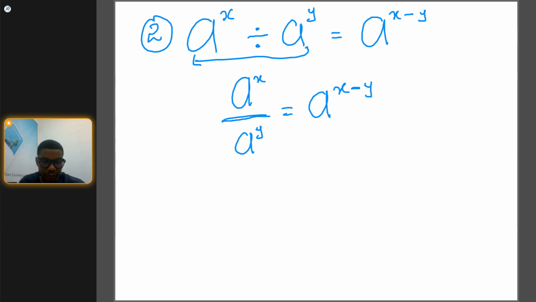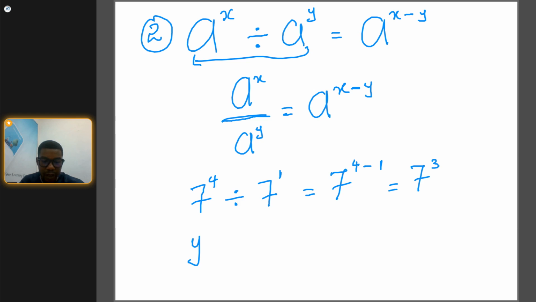Let's say we have 7 raised to power 4 divided by 7 raised to power 1. And we want to simplify this. This will give us 7, which is the base, 4 minus 1, the power. And that will be 7 raised to power what? 3. 7 raised to power 3. Is that taken? Let's take one more.